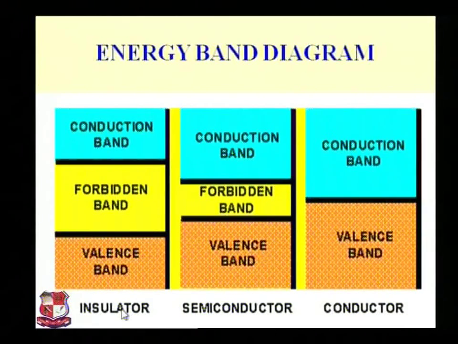So in insulating material, as shown in the figure, the forbidden gap is large. In semiconductor material, the forbidden band gap is very small, some electron volts, but in a conductor there is no forbidden gap. That means the conduction band and valence band are overlapping. There is no forbidden gap. That means electrons easily pass from the valence band to the conduction band because there is no forbidden gap.